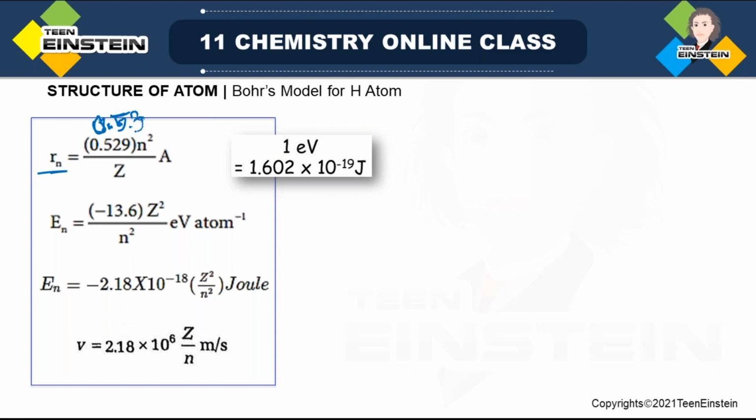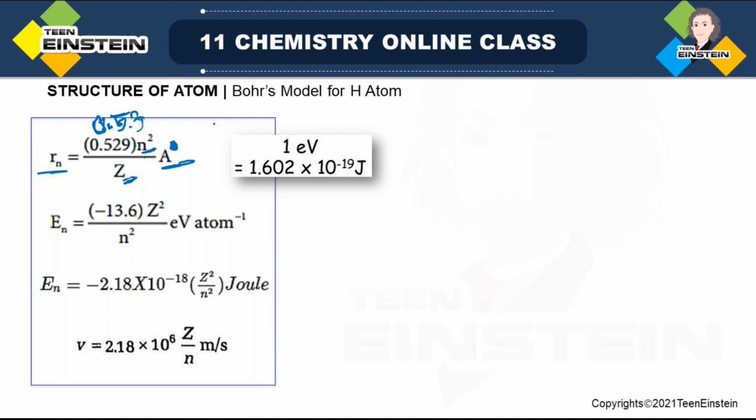Or simply 0.529 times n square. N means which energy level we are considering, that is 1, 2, 3. That will be mentioned in the problem. And Z is the atomic number. For the hydrogen atom, it is 1. But if there is any other atom, such as lithium, Z will be equal to 3. If it is helium, Z will be equal to 2, like this. So Z is the atomic number, n square is from the energy level, and here A naught is the unit, angstrom. It is mostly expressed in angstrom, so that is why it is shown here.